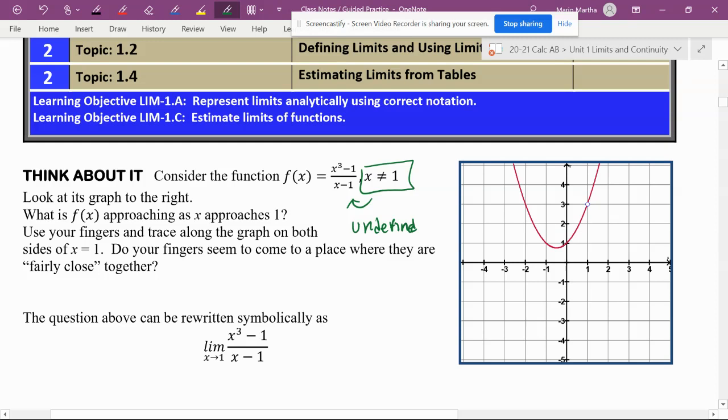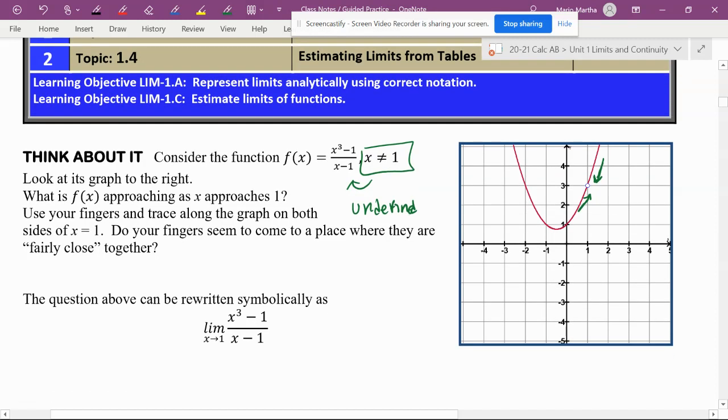What is f of x approaching as x approaches 1? So use your fingers and trace along the graph on both sides of 1. What happens if we're coming in from the left side, right? Where is it going? Where's my finger going if I'm coming in from the right side? Now it says, do your fingers seem to come to a place where they are fairly close together? So where do you think your fingers would meet, at which y value or f of x value in this case?